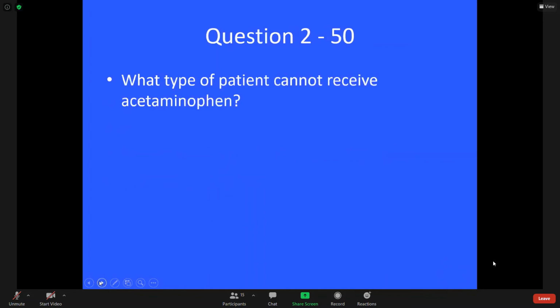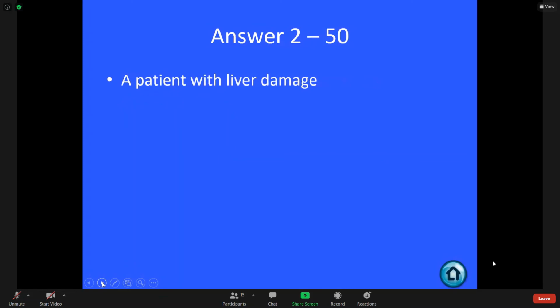All right. So Marta, what kind of patient can't receive acetaminophen? I'm not sure. All right. Does anyone want to help? Liver failure. Yeah, liver damage. Yeah. Any patient that has liver damage, you want to make sure that they do not take acetaminophen. So your alcoholics are ones that possibly have liver damage, so they shouldn't be taking it.